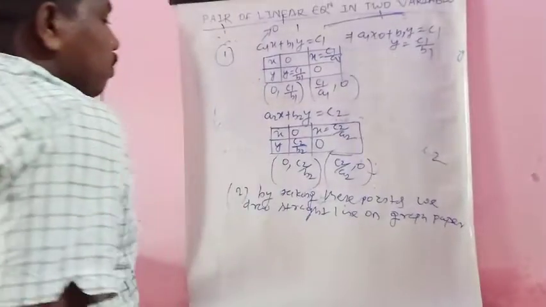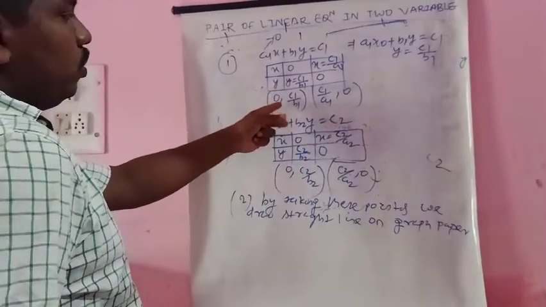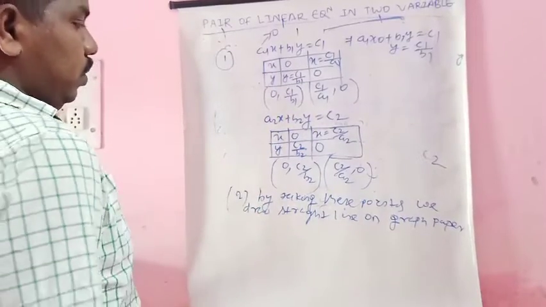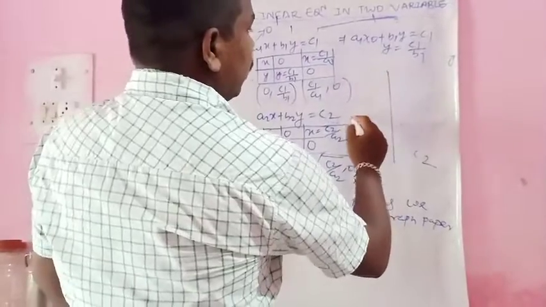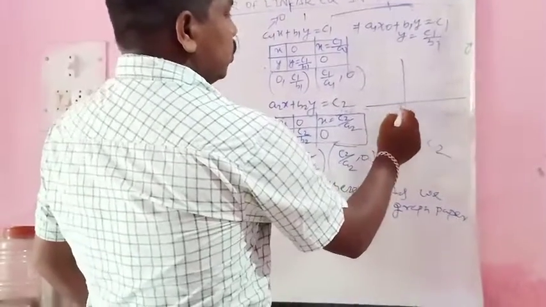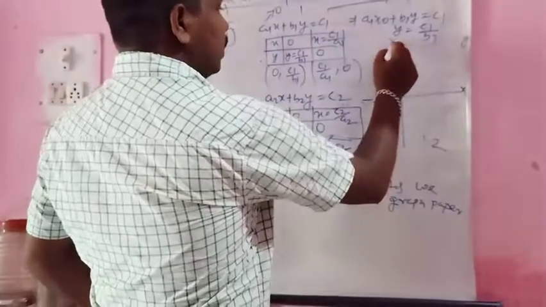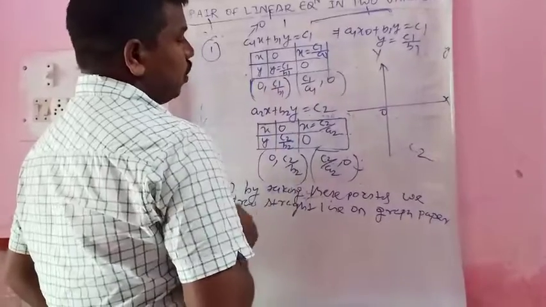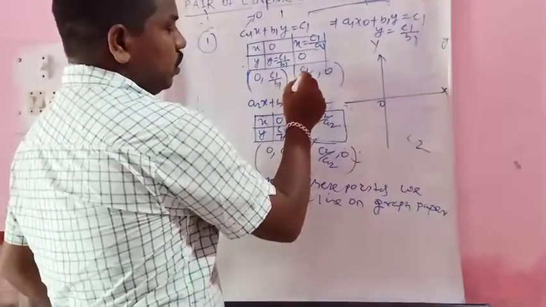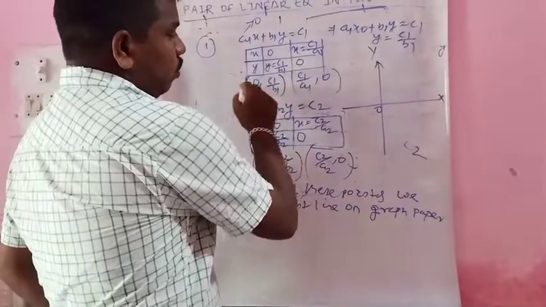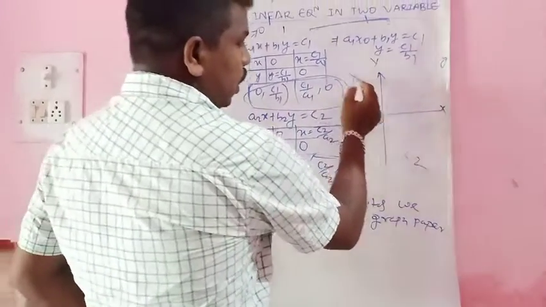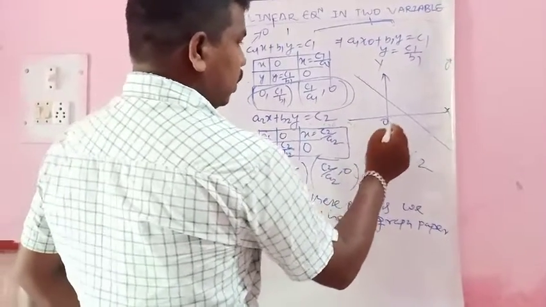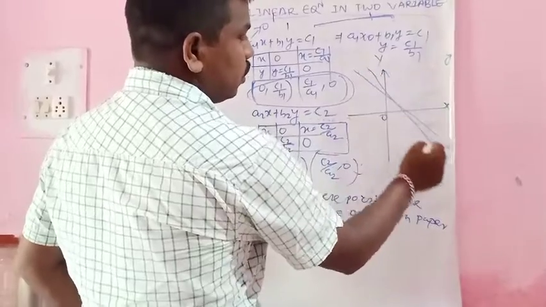To draw the points of the above two equations, we take a graph paper. Suppose here is the origin 0, this is the x axis, this is the y axis, and we draw the points. For the first equation, the point is 0 comma c1 by b1. For the second, the point is c1 by a1 comma 0. By taking these 2 points, draw one straight line. Again, by taking the other points, suppose we get another straight line here.